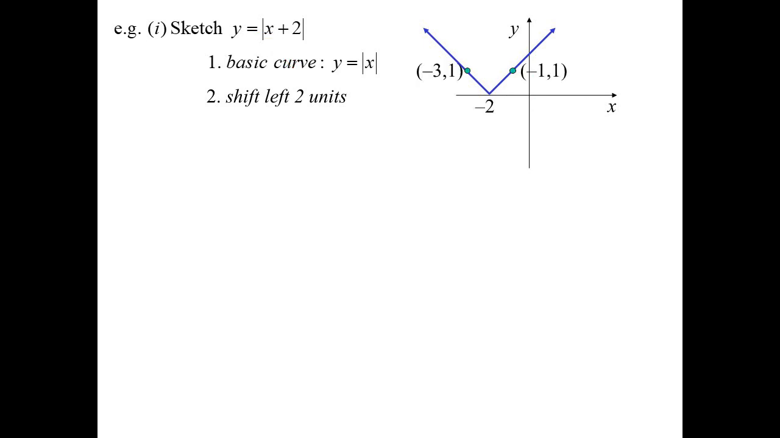And so those points I labelled before, the (1, 1) and the (-1, 1), well, they've shifted 2 to the left. So they're now (-3, 1) and (-1, 1). That's one way of thinking about it.